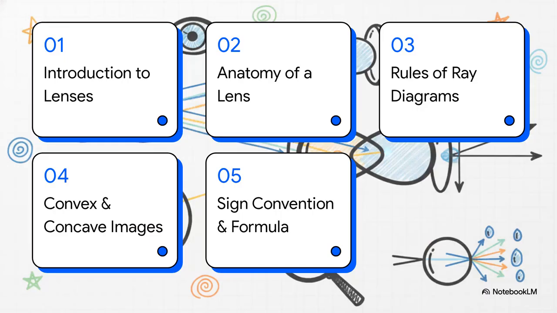Hello, students, and welcome to today's Explainer. We have a truly fascinating topic ahead of us as we explore the science of lenses. We will be going through 5 main areas today. 1. Introduction to lenses. 2. Anatomy of a lens. 3. Rules of ray diagrams. 4. Convex and concave images. And 5. Sign convention and formula. Let us dive right in.